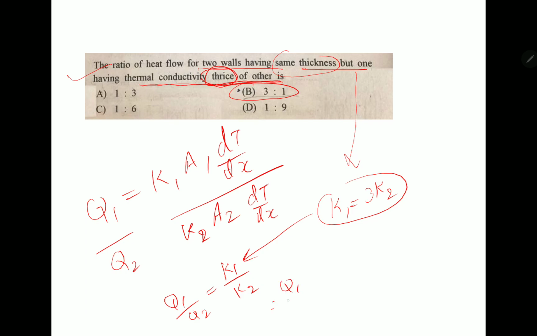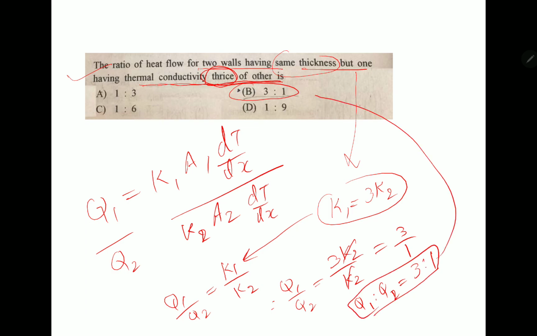We have Q1 divided by Q2 equals 3K2 divided by K2. We can cancel this value. This is K2 and we have 3 by 1. So we can write 3 is to 1. So our right answer is option B. Now let's move to the next question.